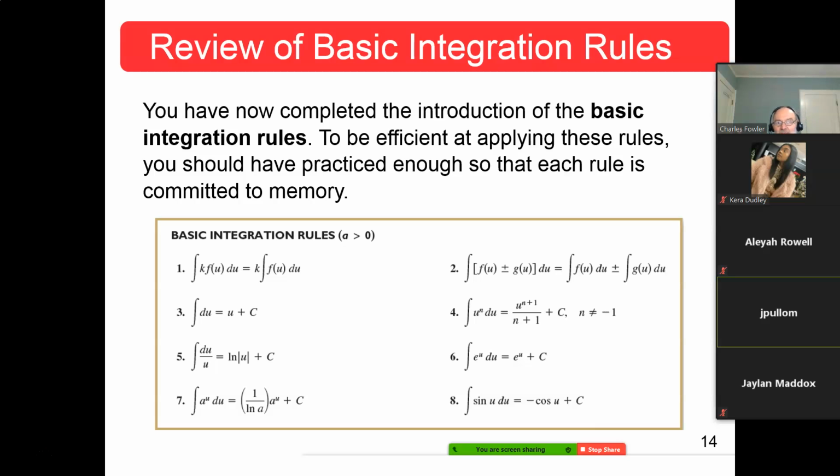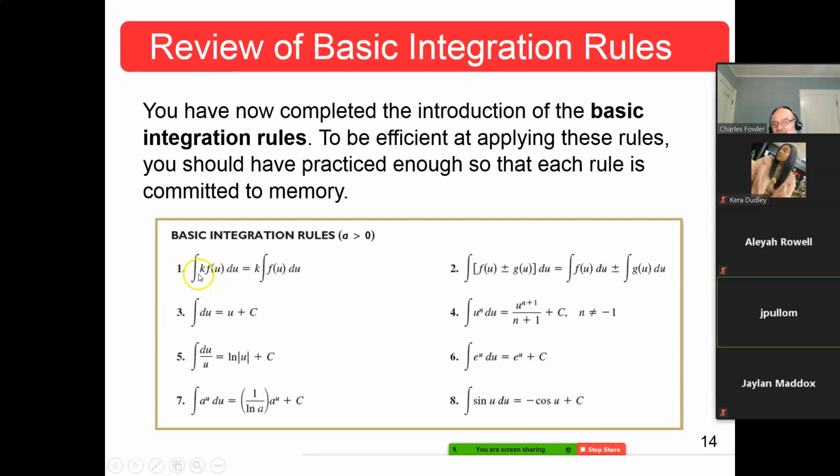To be efficient at applying these rules, you should have practiced enough so that each rule is committed to memory. Not, okay, again, I hate memorizing. Use them frequently enough. That's what they're saying. Practice enough, use them frequently enough so that they get to be like your first cousin. You don't have to sit down and memorize the name of your first cousin if you're anywhere close to them. You have lived with them all your life. You live with these long enough, you can do it.